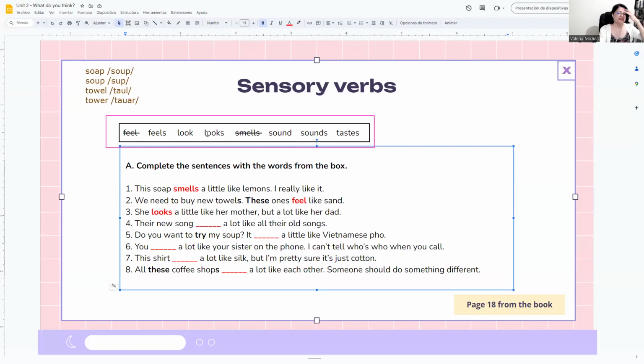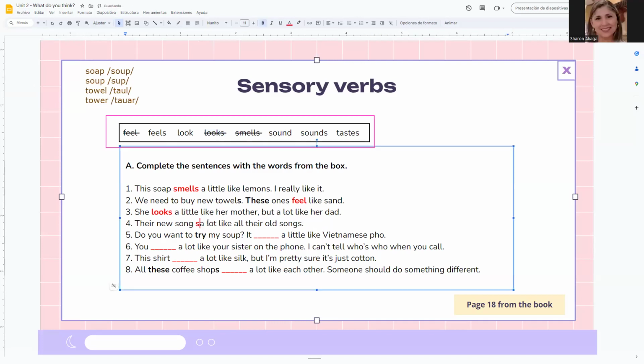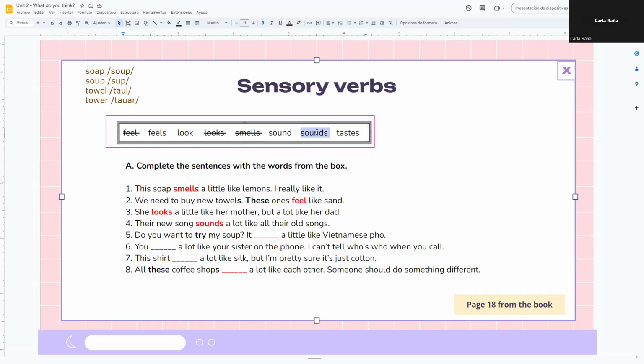Now, what about number four? Their new song, that's very easy. Sounds. Yeah, sounds. And also it needs to have an S at the end because we are talking about one song. Their new song sounds a lot like all their old songs. Very good.